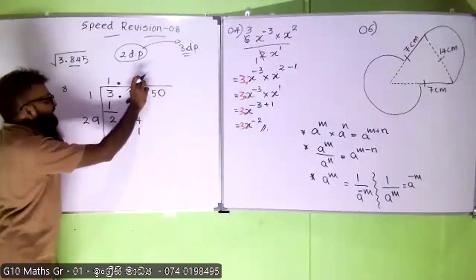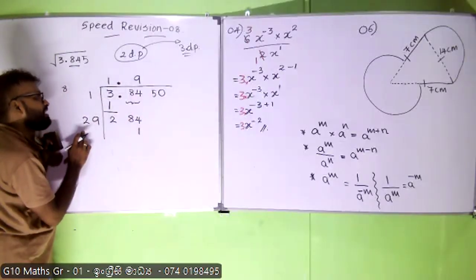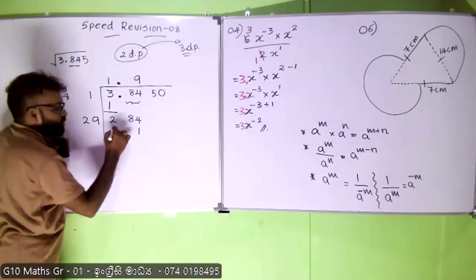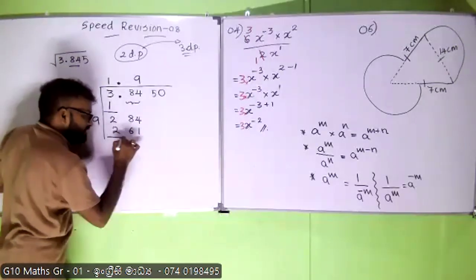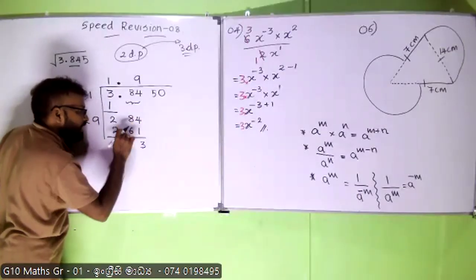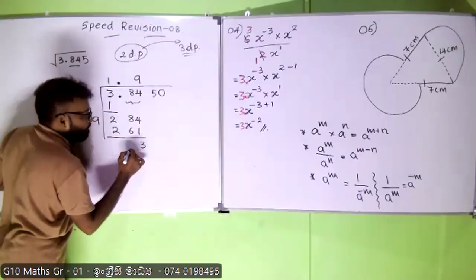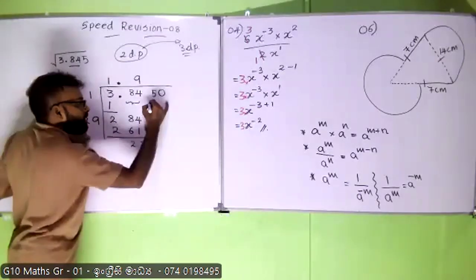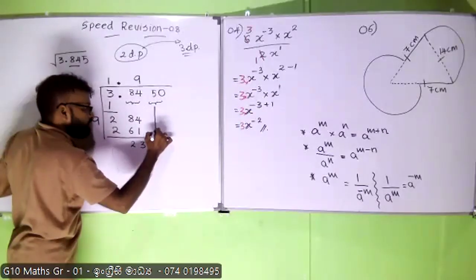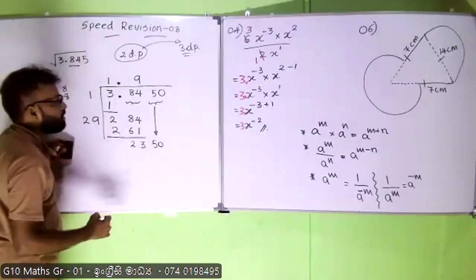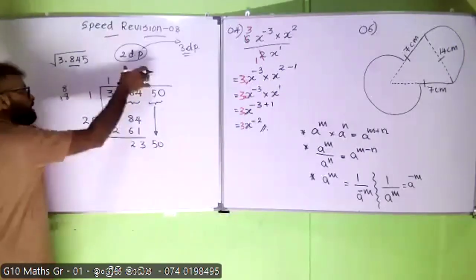9 times 2, 2 times 9, 18. Yes, 261. And yes, super. Get the subtraction. 4 minus 1, 3. 8 minus 6, 2, 23. Okay. So get this one down here. 50.